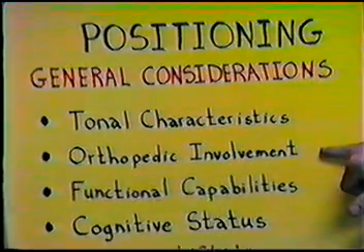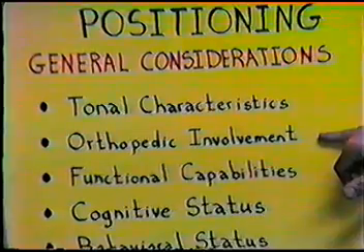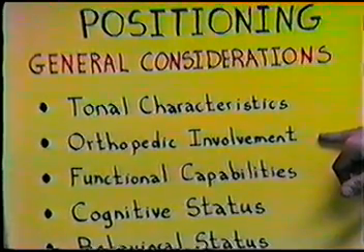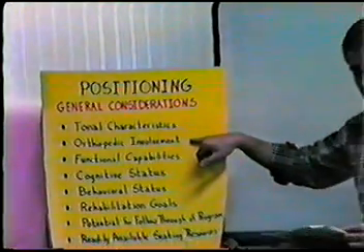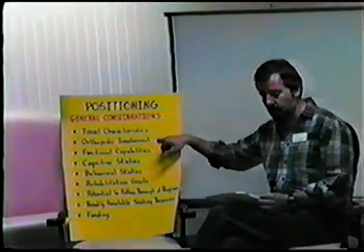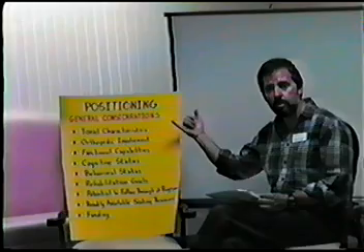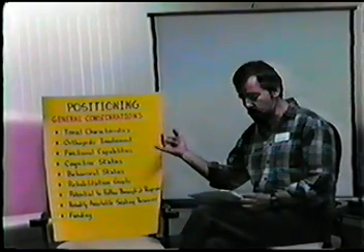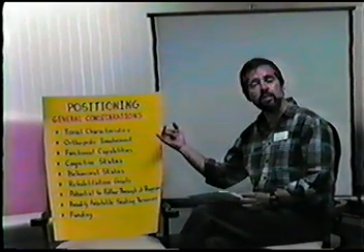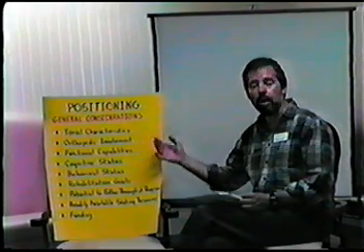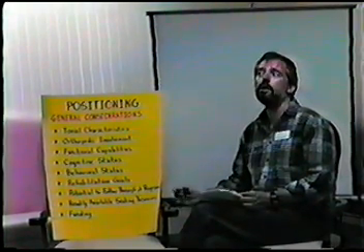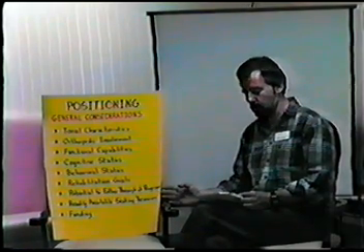You want to look at their orthopedic involvement. Often in nursing homes, you'll find people with severe kyphosis, scoliosis, lordosis, windswept legs. You may find things like bony prominences, decreased range of motion, or fixed contractures. You may find leg length discrepancies or a combination. Quite often you find combinations of all these in nursing homes.